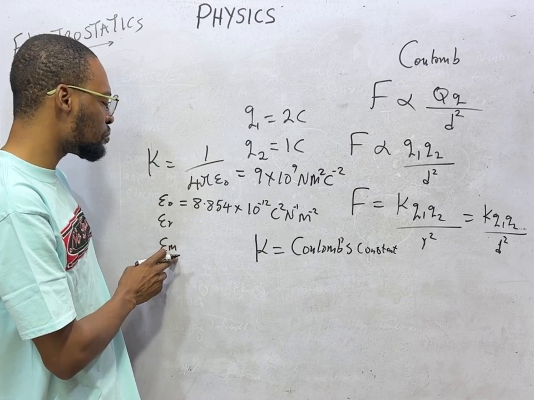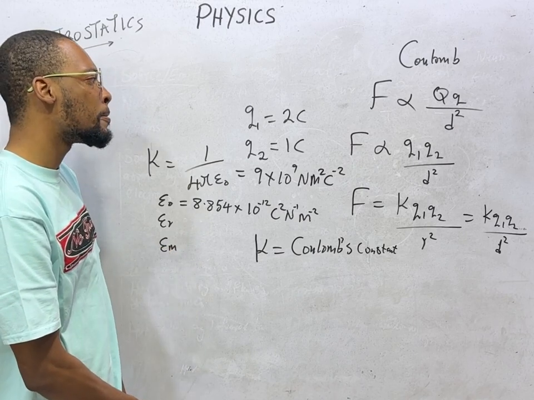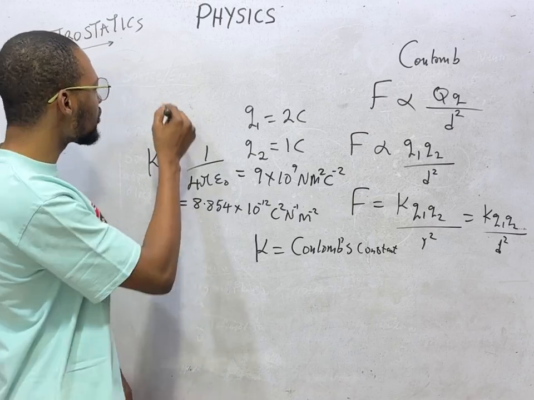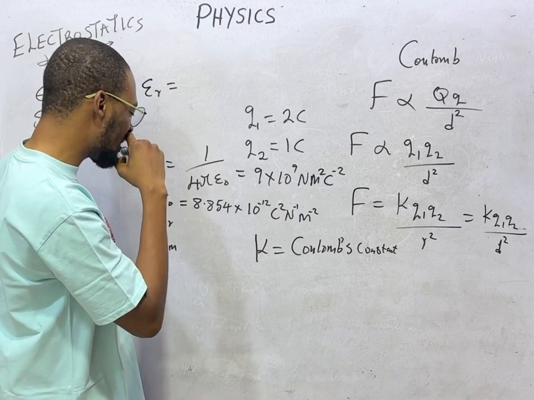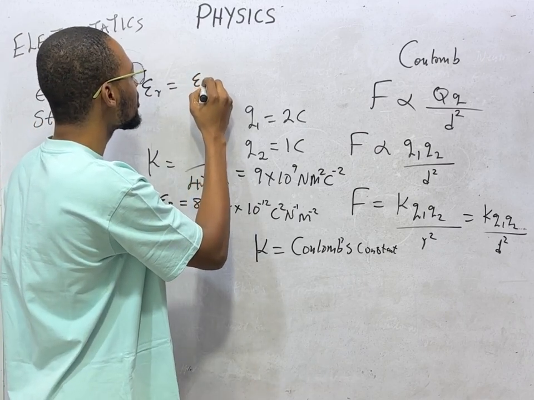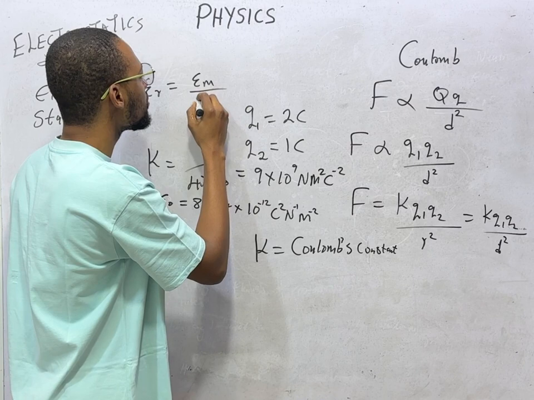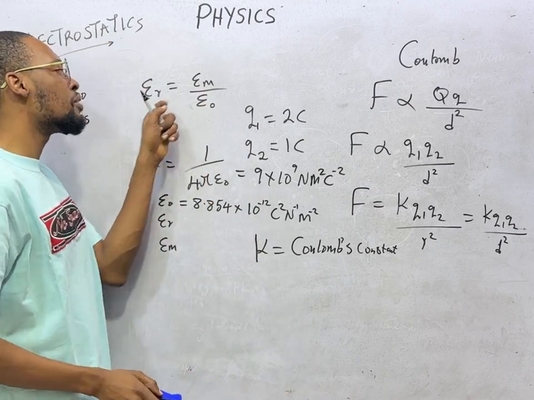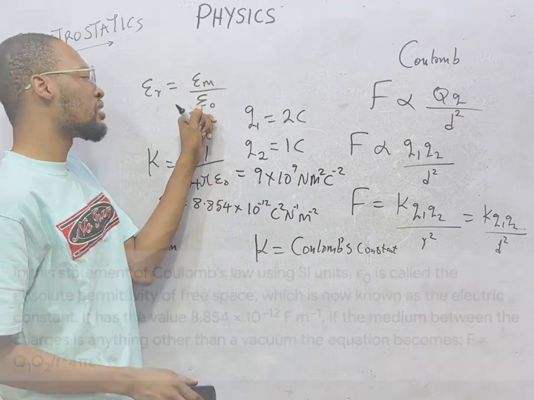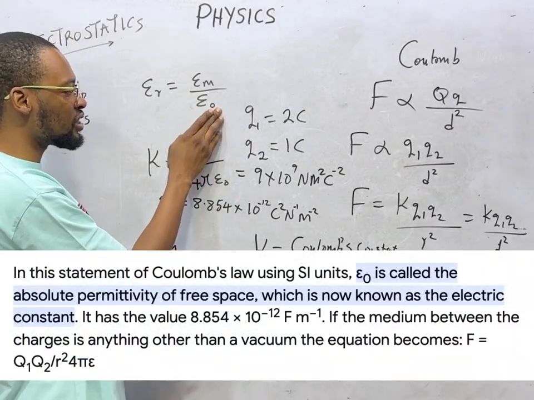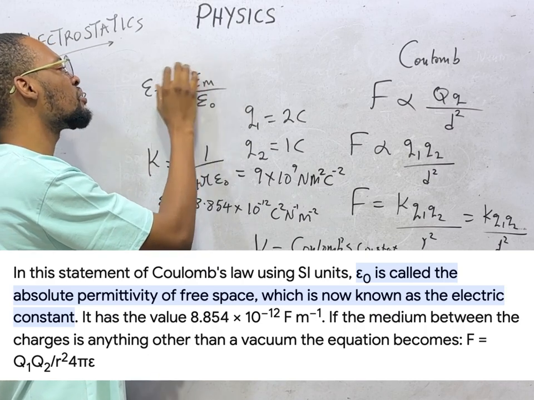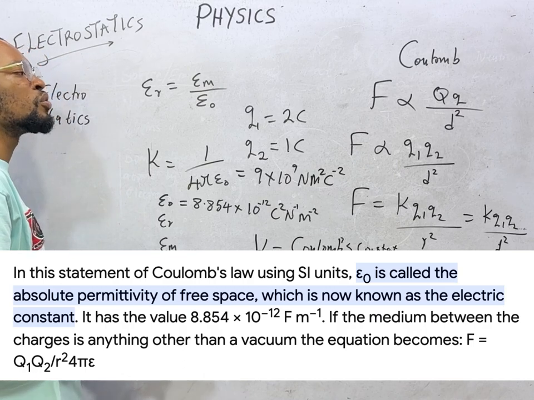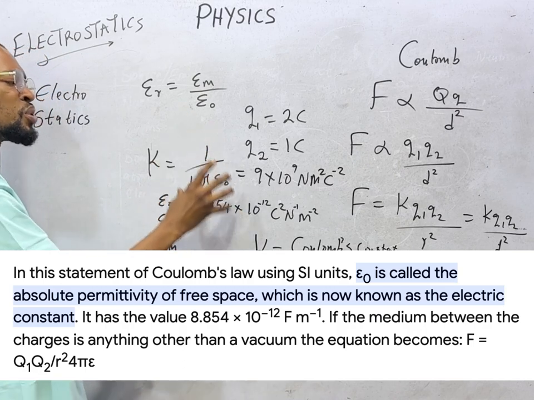Now this epsilon r, the small r, is the relative permittivity, while epsilon m is permittivity in a medium. Let's say we are dealing with air, for example. Relative permittivity is the same thing as permittivity in medium over permittivity in free space. This is the relationship between relative permittivity, permittivity in medium, and permittivity in free space. If you are given that of the medium, you can easily find relative permittivity. Don't worry, by the time we start solving questions, we'll see more of these use cases. I just want to introduce it to you here.